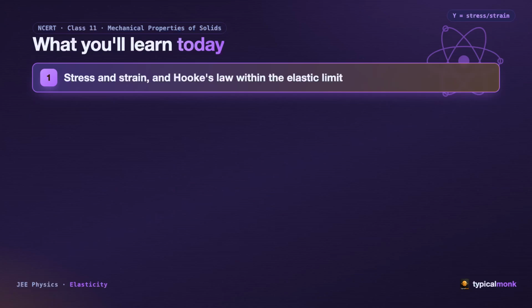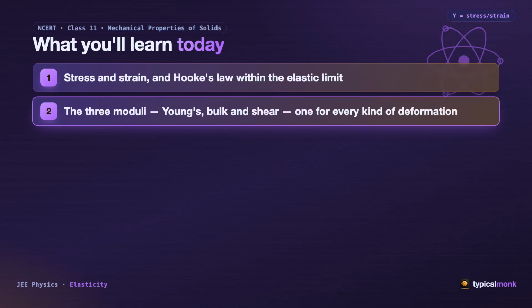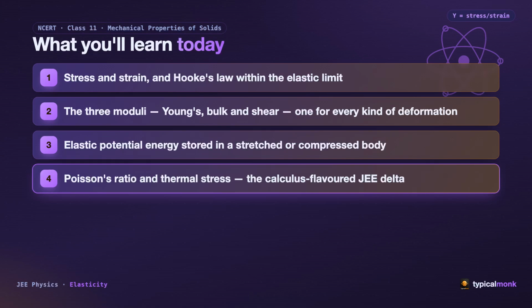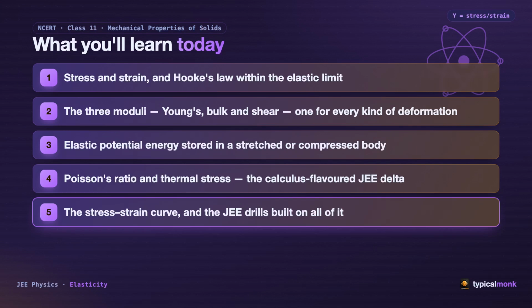So what will you carry home from today's class? First, stress and strain, and Hooke's law, which holds only within the elastic limit. Second, the three moduli, Young's, bulk, and shear, one modulus for every kind of deformation a body can suffer. Third, the elastic potential energy stored inside a stretched or compressed body. Fourth, Poisson's ratio and thermal stress. This is the calculus-flavoured G delta that NEET quietly skips. And fifth, the stress strain curve itself, and the G drills built entirely on what you learned today. Ready? One idea at a time.